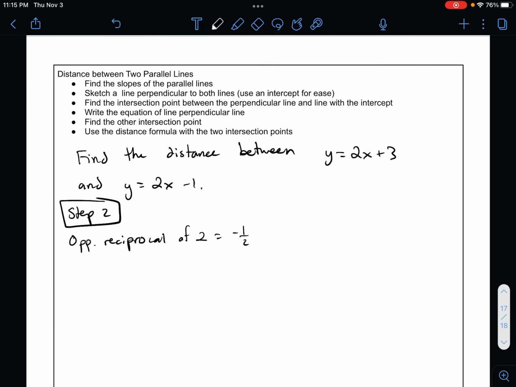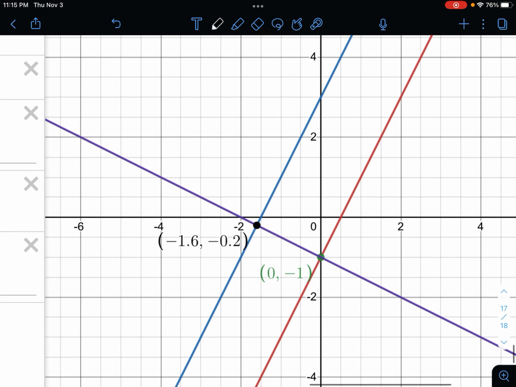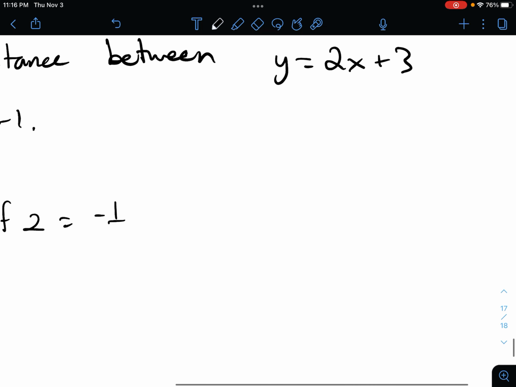In step 3, I'm looking for the intersection point between the perpendicular line and the line with the intercept. I could use either intercept for this case. You can see that the blue line is going to intersect the y-axis at positive 3, and the red line intersects at 0, negative 1. So you could use either of these points. Either way, the distance here and here would be the same, so it's not going to make a difference which one you use. I just chose to use the negative 1 down here, so up to you, it doesn't make a difference.